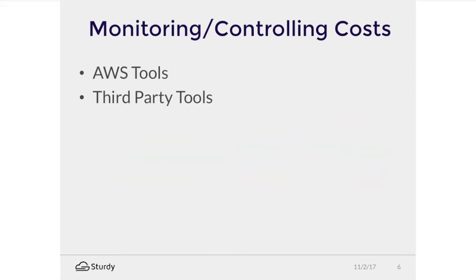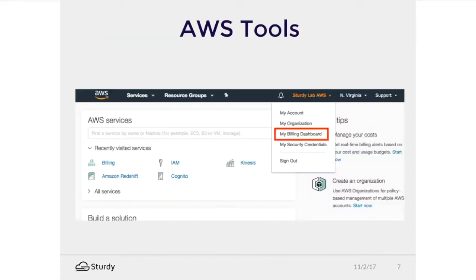Okay, so here we're going to jump into monitoring and controlling costs. These are going to be about how we understand and keep an eye on what our costs are doing. And we're going to focus mostly on the AWS tooling here, but again, I will show you and give you some names of third-party tools as well.